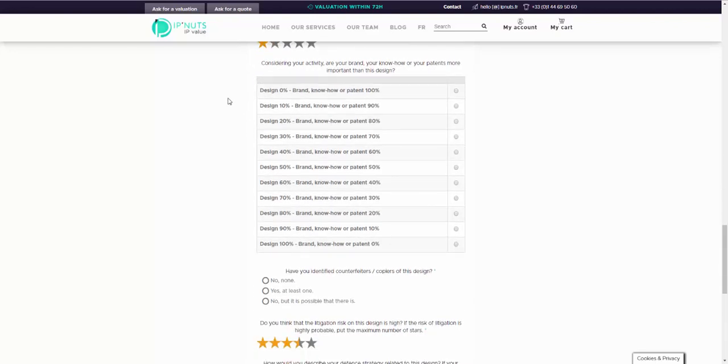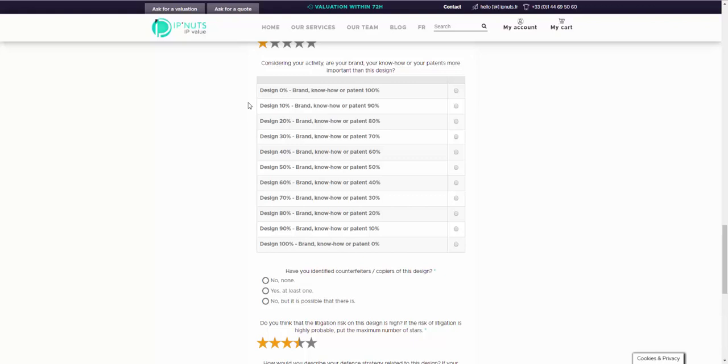Then another important question: considering your activity, are your brand, know-how, patents, network, and so on, all the strengths of your company, more important than this design? So you have here to define the contribution of your design in your activity compared to the other assets you have developed to carry on your activity.